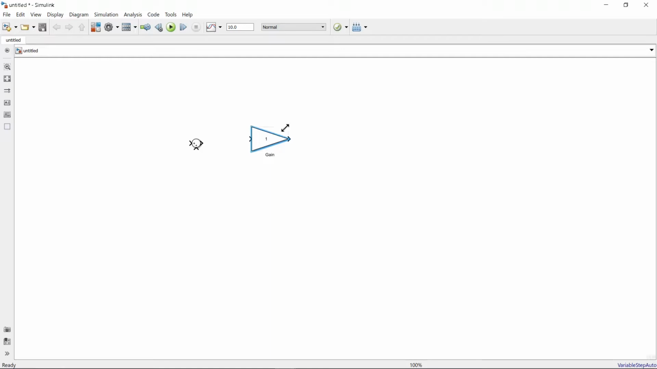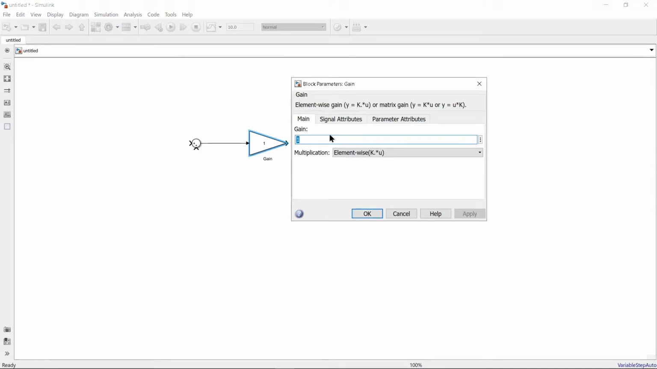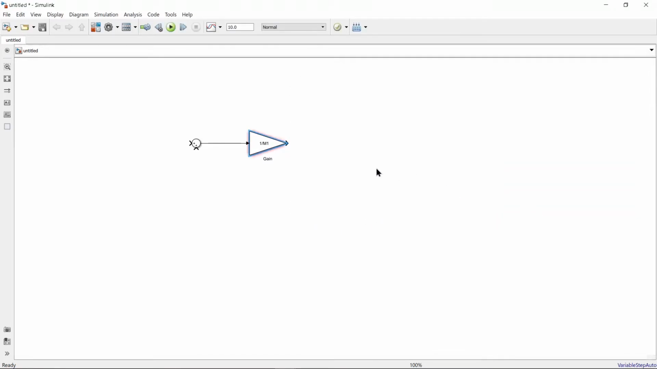Make it bigger. So the gain will be 1 by m. Gain is equal 1 by m1. Apply. OK. So why is the red color showing? Because the m1 variable is not defined.